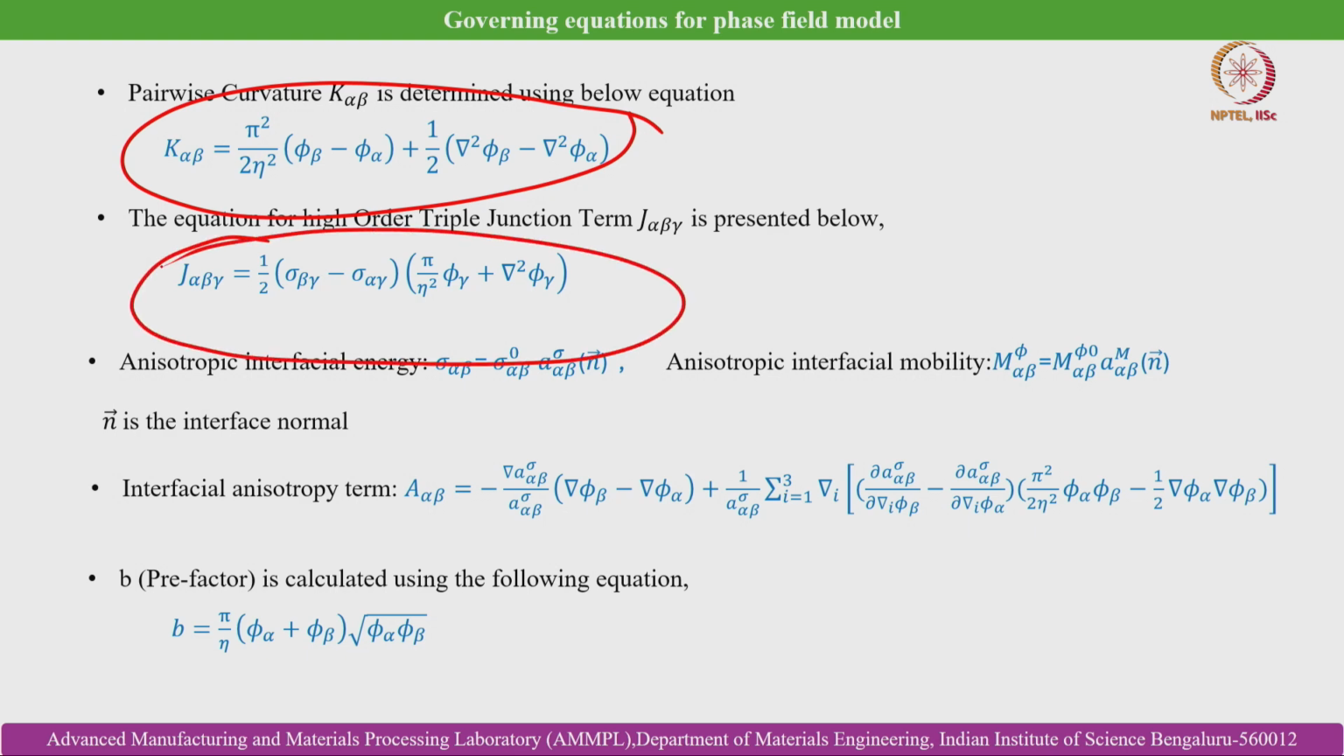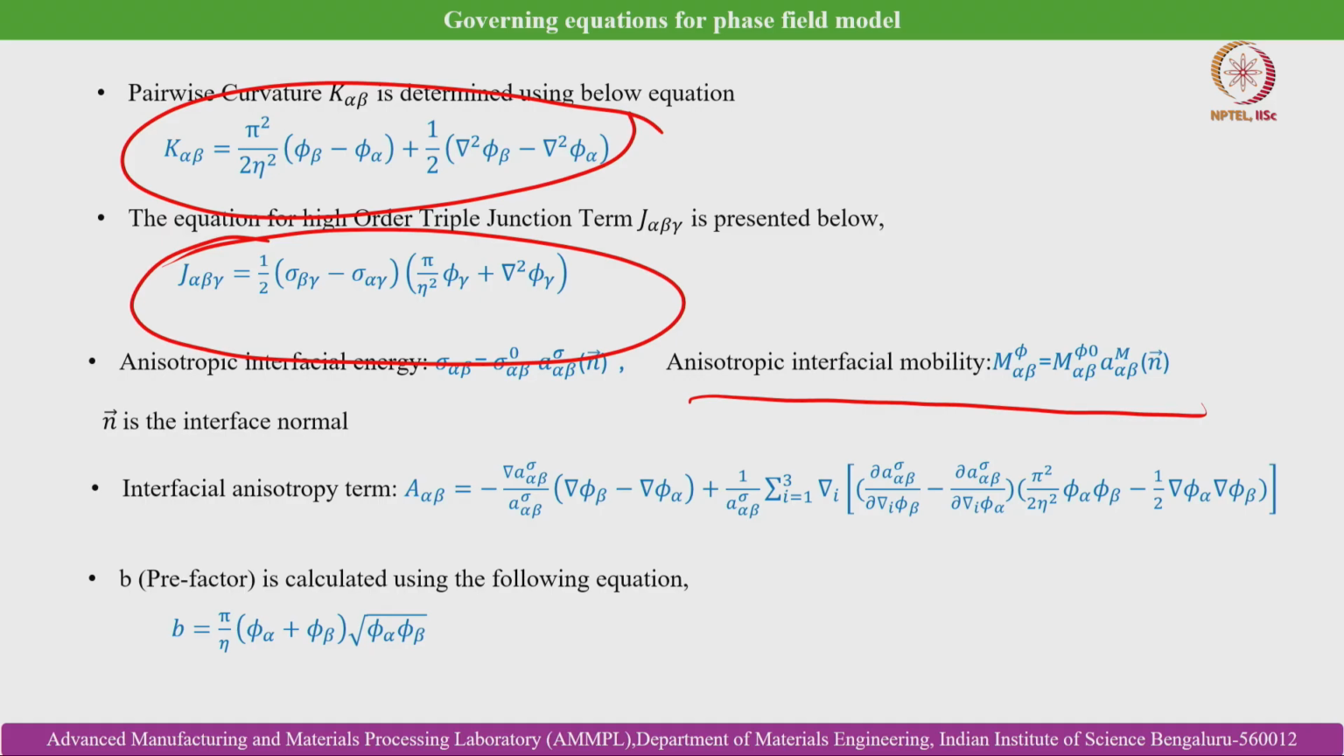So, the equation for the higher order triple junction term J_αβγ can be expressed as this. J_αβγ is equal to half (σ_βγ − σ_αγ) into π²/η² φ_γ plus ∇²φ_γ. And the anisotropic interfacial energy σ_αβ is equal to σ_αβ^0 into a_αβ to the power σ_n. So, the anisotropic interfacial mobility M_αβ is equal to M_αβ^0 into a_αβ, which is a function of the unit normal.